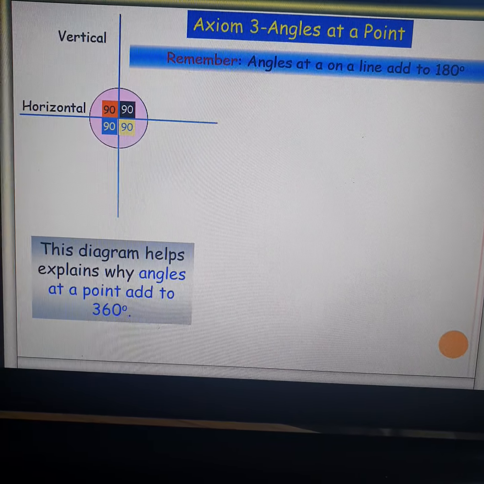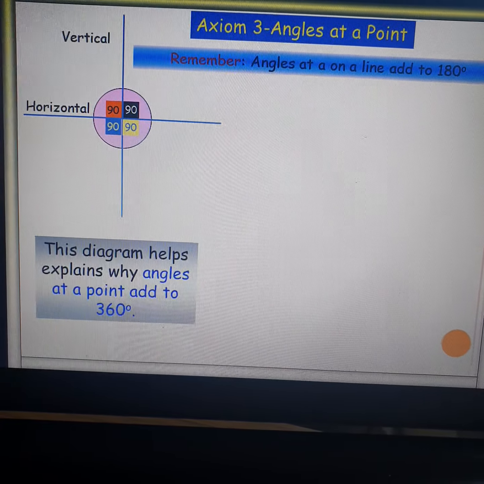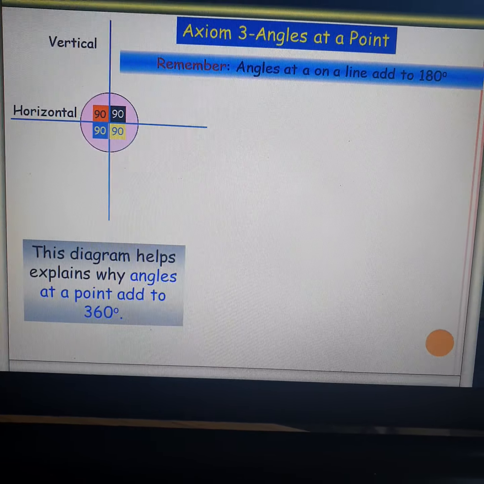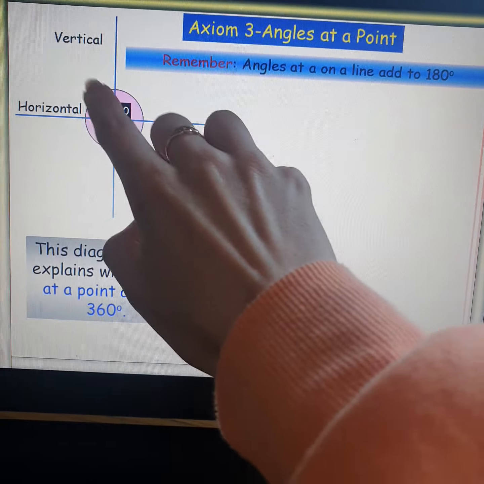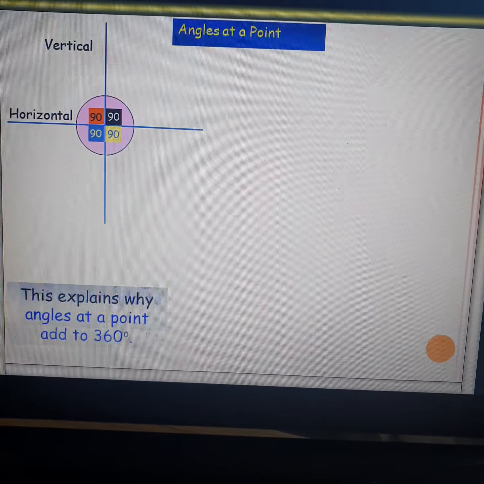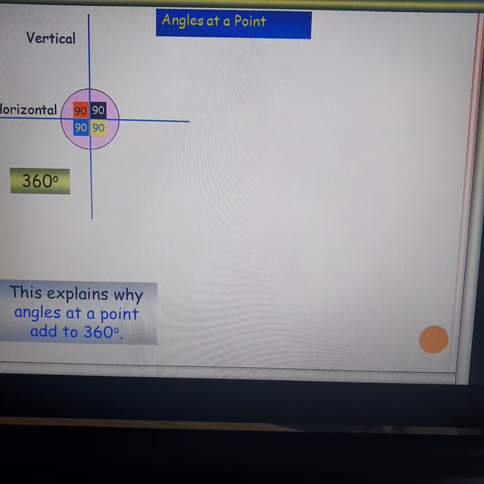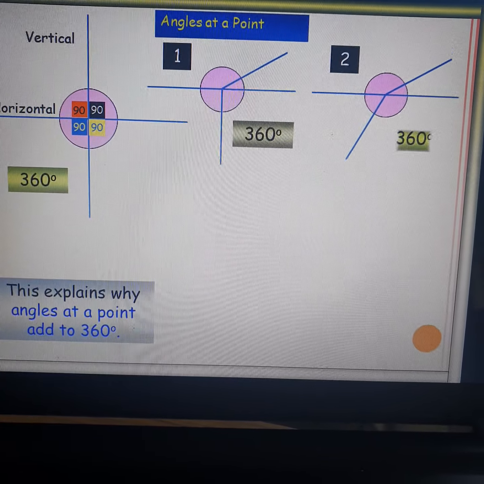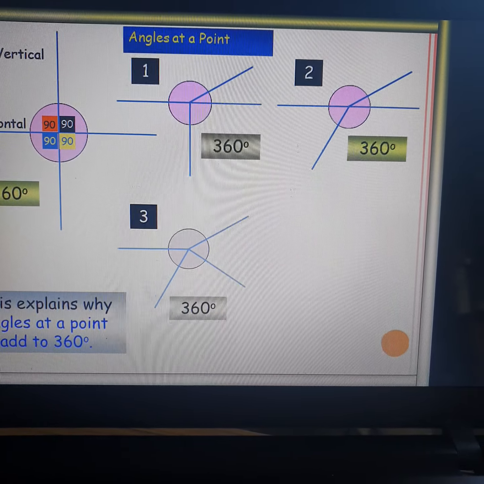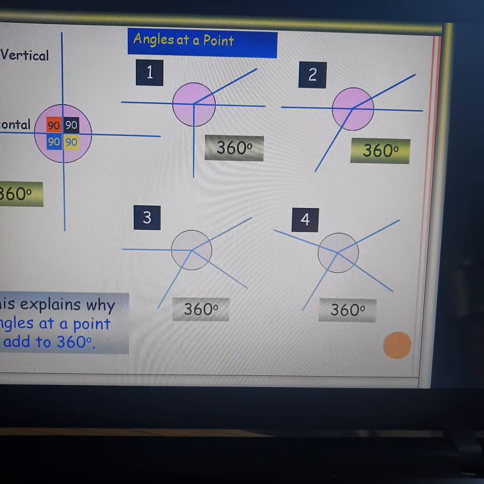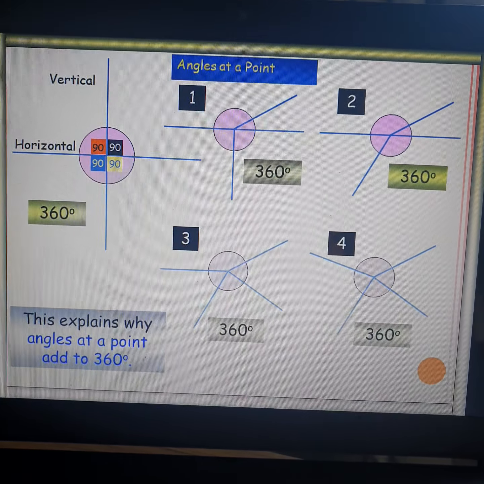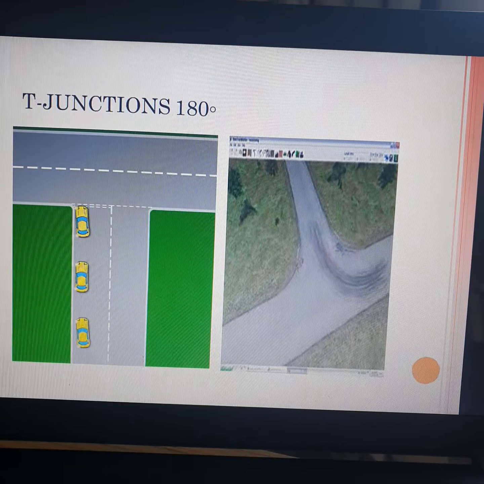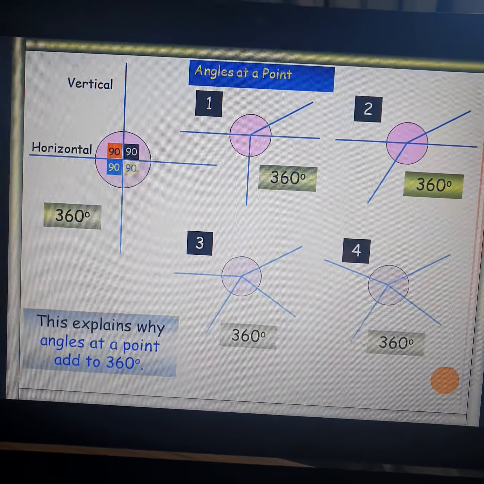So what can we say? This diagram helps us explain why angles at a point add to 360 degrees, because they create 90 degrees on either side, and four 90s would be 360. We can see that they can be drawn in various different ways, but all of those angles would add up to 360 degrees because they're angles at a point. So that's your next point to put in for axiom 3. Angles at a point add up to 360 degrees.